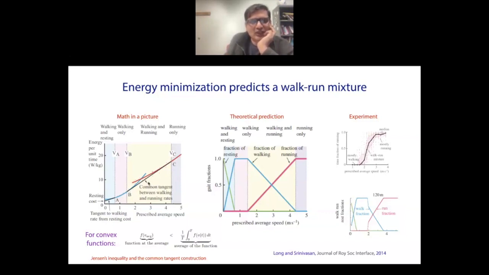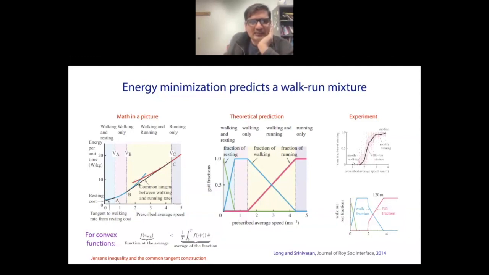So if you want to go at about this speed, it's energetically better to walk for 50% of the time and run for 50% of the time, and your energy cost will be systematically lower than the red curve or the blue curve. Specifically, it'll be equal to the black curve, which is lower than either of those two curves. So you can do better than walking all the way or running all the way by mixing the two, and approximately that's what people seem to do.